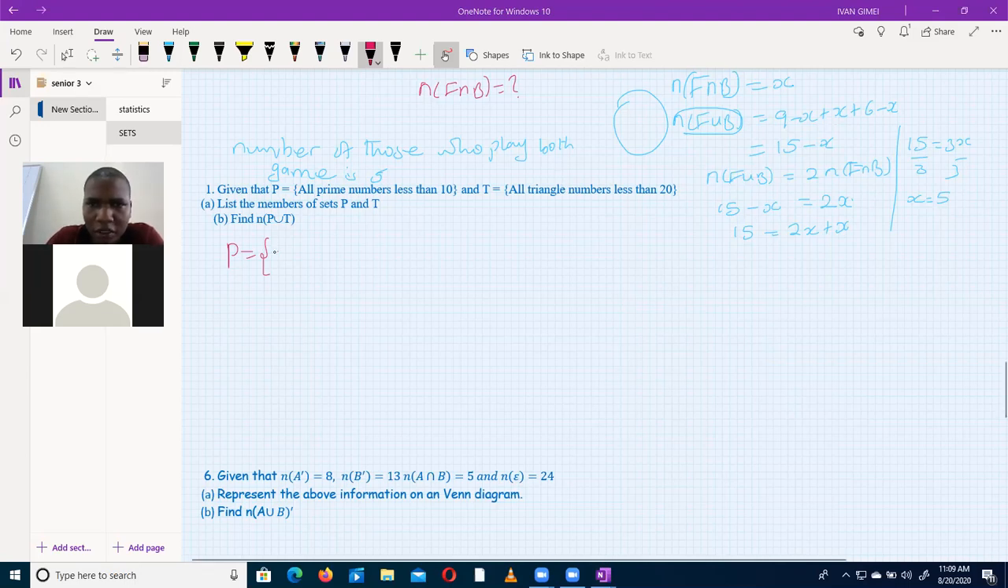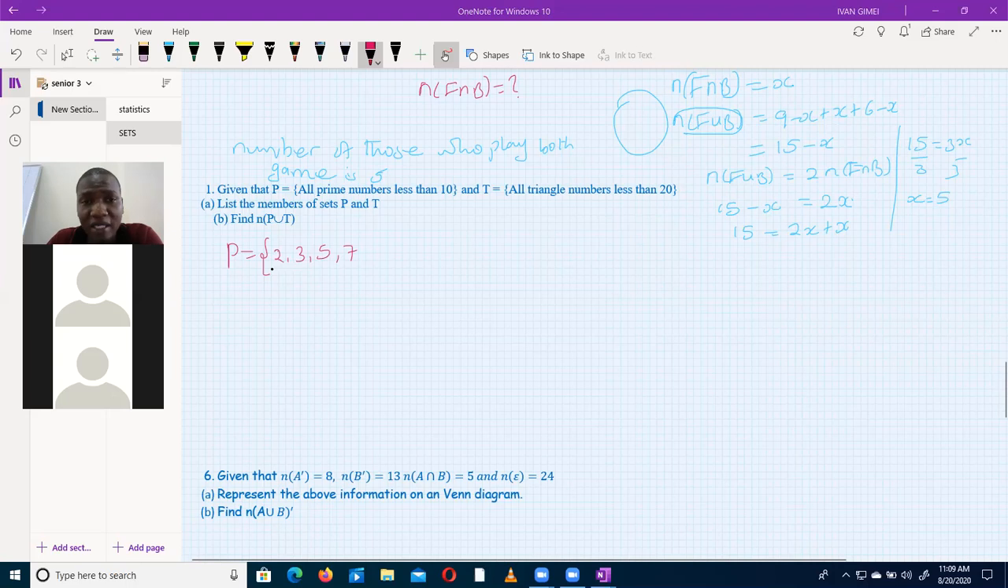2, 3, 5, 7. These are the prime numbers less than 10, because you can't include 9, 9 is not a prime number. So for the sake of Jerome, prime numbers are those numbers with only 2 factors, 1 and itself.